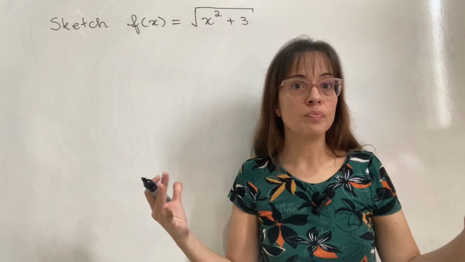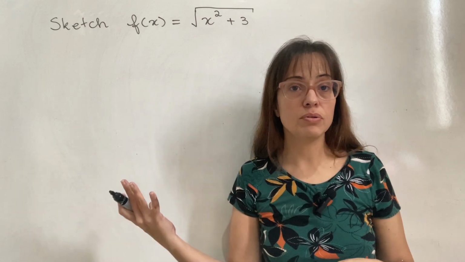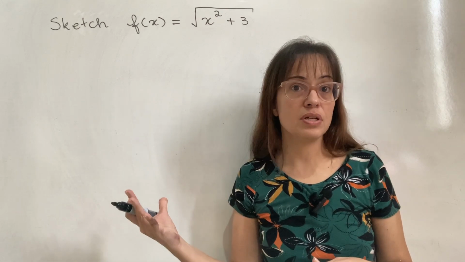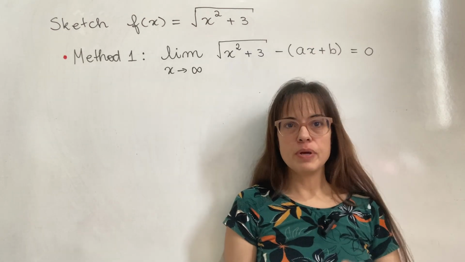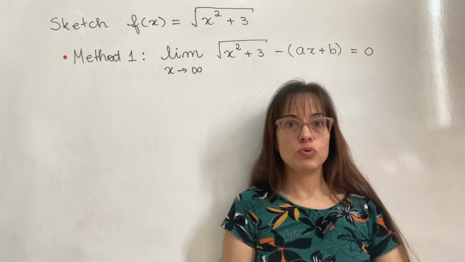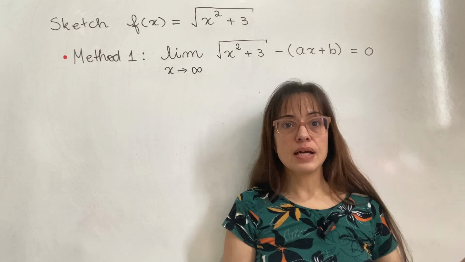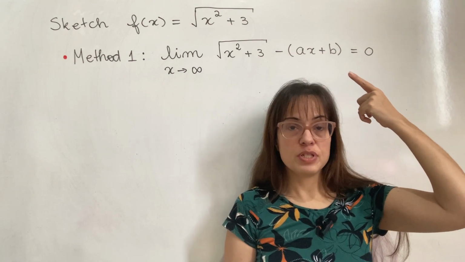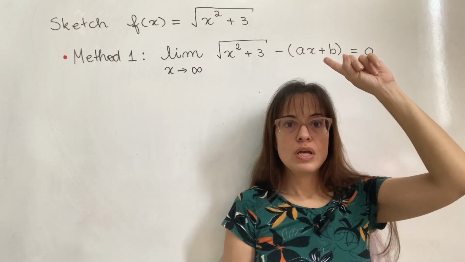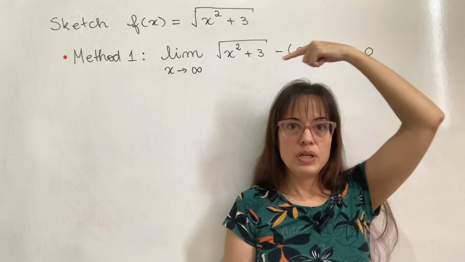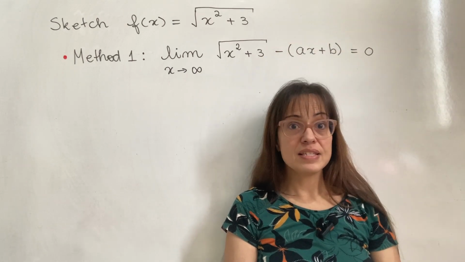So in general, how can you figure out if a function has a diagonal asymptote, and if it does, what is the equation of the diagonal asymptote? There are basically two different methods that people use for this kind of thing. First of all, if there is a diagonal asymptote ax plus b, then the difference between the function and the asymptote is going to go to 0 in the limit as x goes to infinity. This is the definition of asymptote.